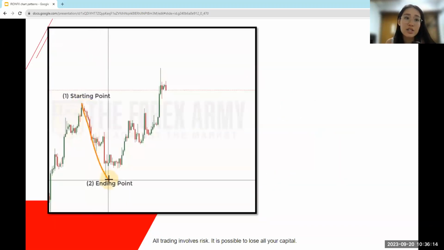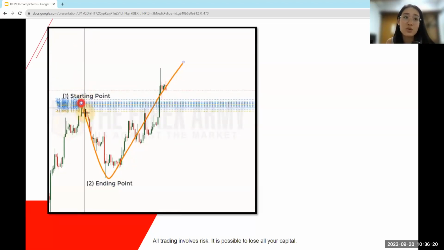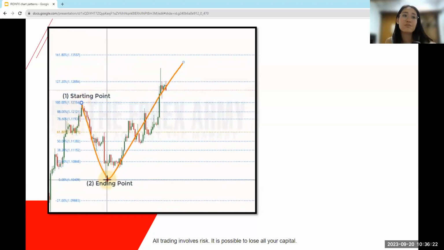Okay, here is a GIF to show you guys exactly what kind of shape you should be looking for when you are making use of Fibonacci extensions.